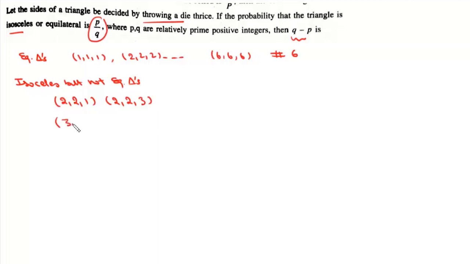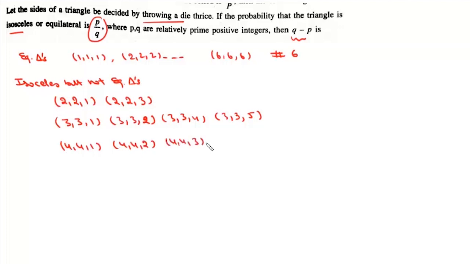And the same way we'll have 3, 3, 1, 3, 3, 2. Now 3, 3, 3 is equilateral. We'll have 3, 3, 4 and 3, 3, 5. 3, 3, 6 is again a straight line. Then we'll have 4, 4, 1, 4, 4, 2, 4, 4, 3. We'll discard 4, 4, 4. Then 4, 4, 5 and 4, 4, 6.